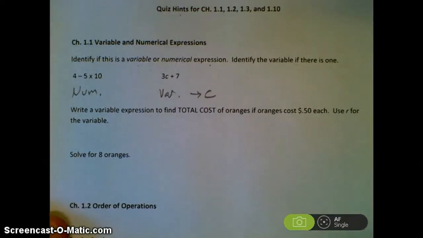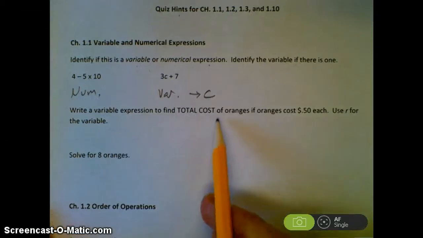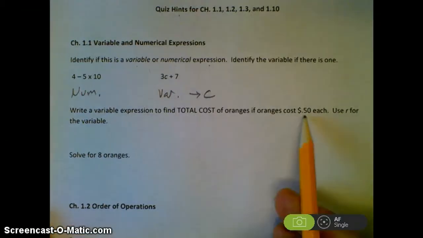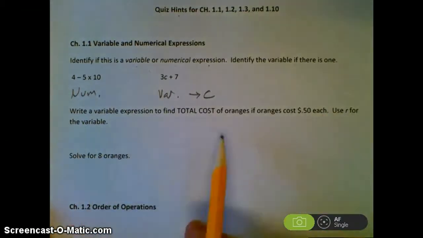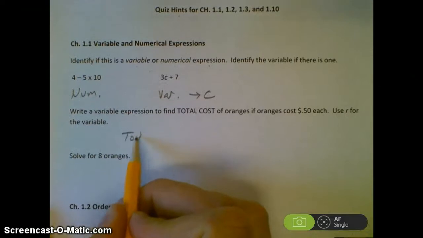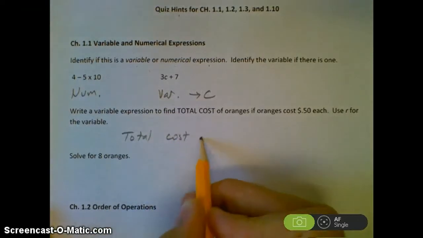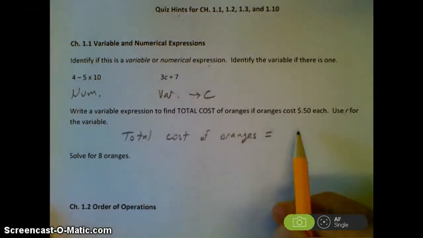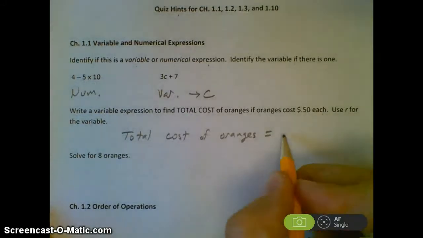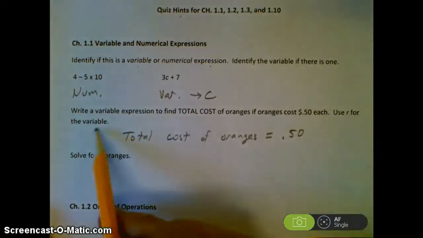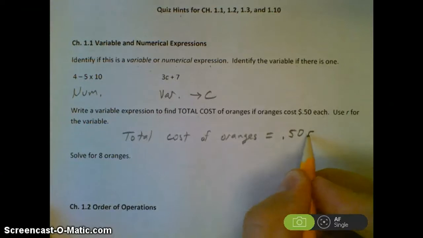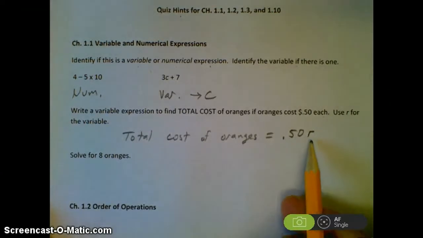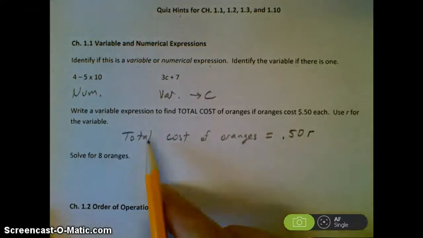Next, write a variable expression to find total cost of oranges if oranges cost 50 cents each. Use R for the variable. So I could say total cost of oranges equals, well, how much does each one cost? 50 cents. 0.50, and I'm told to use R for the variable. 0.50R. So however many oranges I decide to buy, I'll be multiplying that by 50 cents to get my total cost.